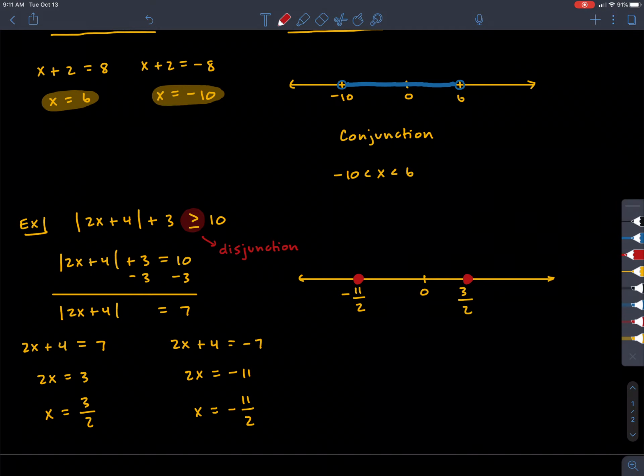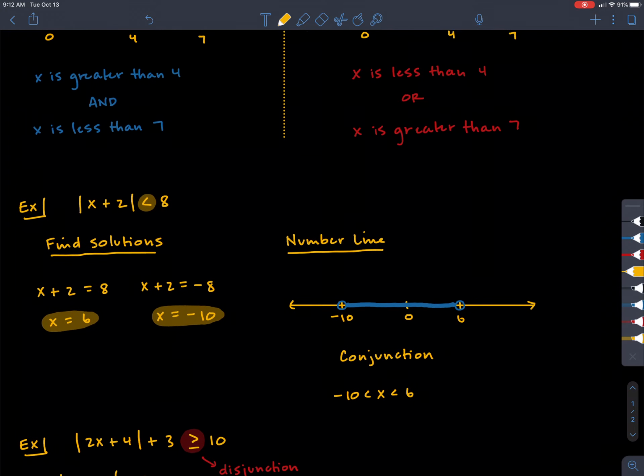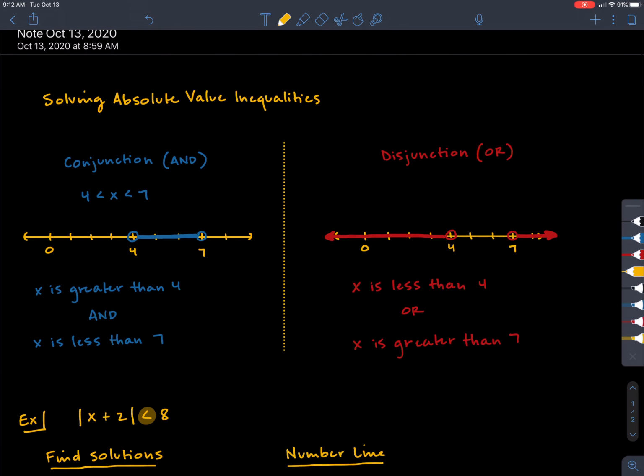And then the part of the line that I'm going to shade is the greater than and the less than. So this is a disjunction. And my solution set is x is less than or equal to negative 11 halves, or x is greater than or equal to 3 halves. Okay. So those are 2 examples with a conjunction and a disjunction.